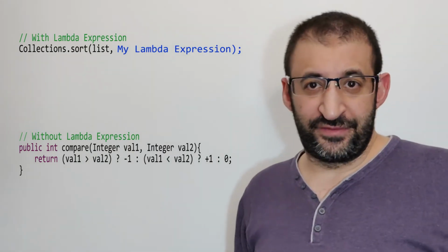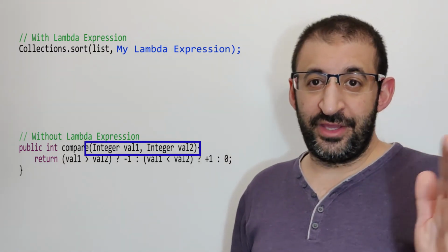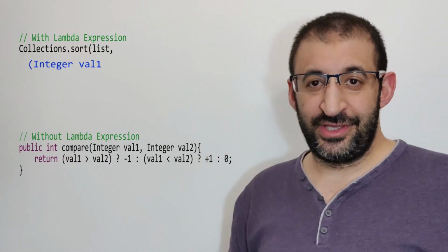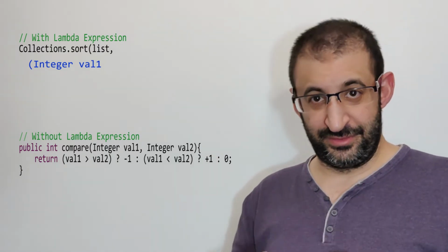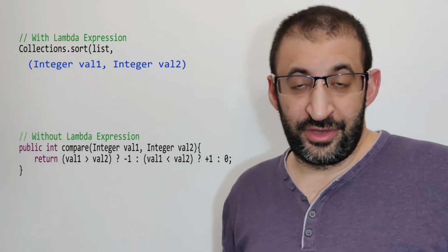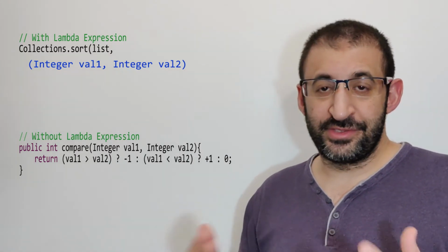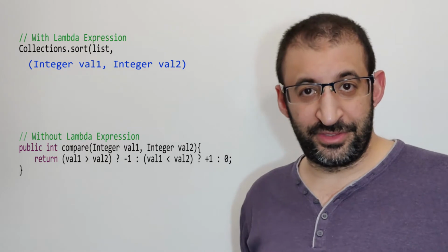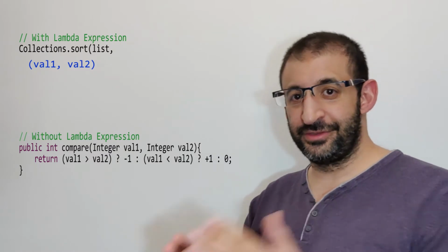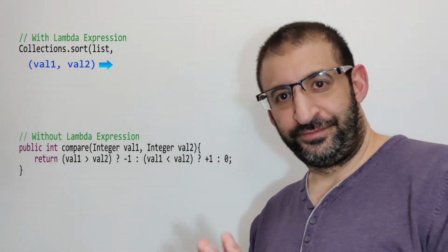So in the compare method, I have two arguments: integer value 1 and integer value 2. So I will just start: open parentheses, integer value 1, comma, integer value 2. The two parameters, the two arguments, are of the same type, so the compiler automatically gets the type of these parameters based on context. So I can remove the integer, and we have value 1, comma, value 2. Like this, we make a simple arrow.